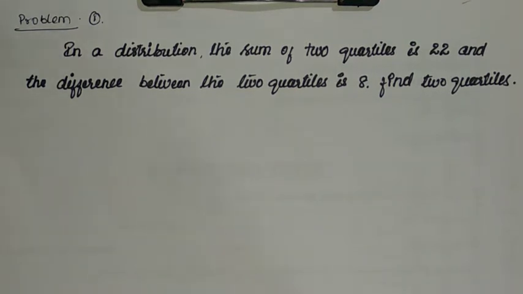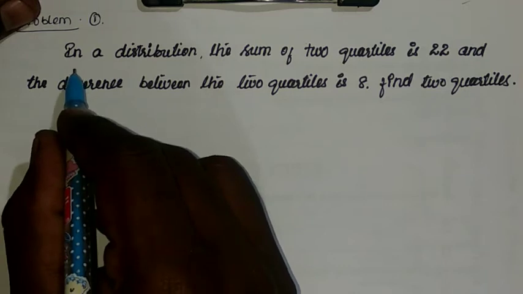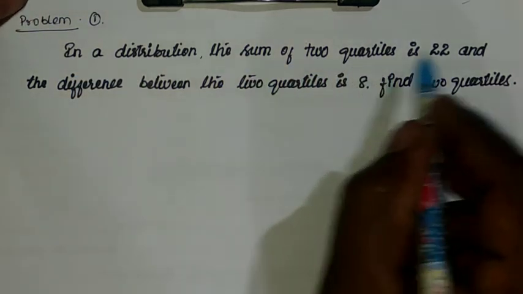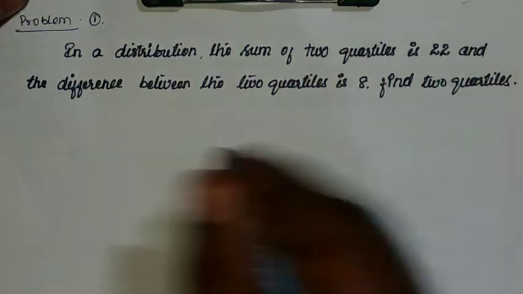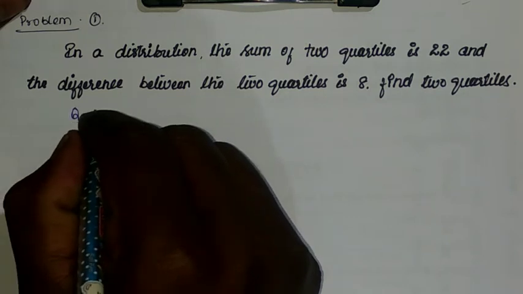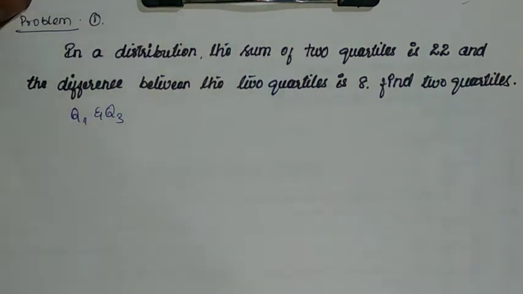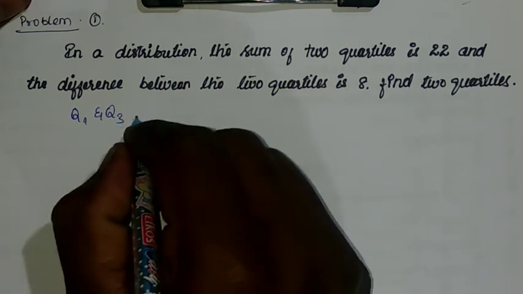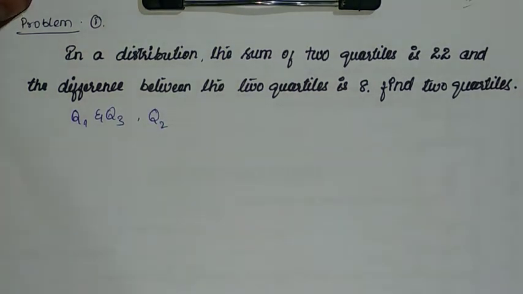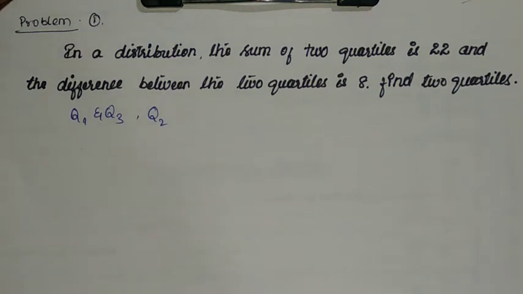This is problem number 1. In a distribution, the sum of two quartiles is 22 and the difference between the two quartiles is 8. Find the two quartiles. The question is too simple. Quartiles are nothing but Q1 and Q3, and Q2 is also a quartile, which we call the median.